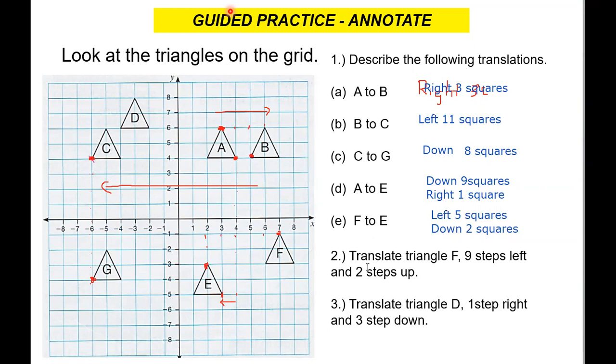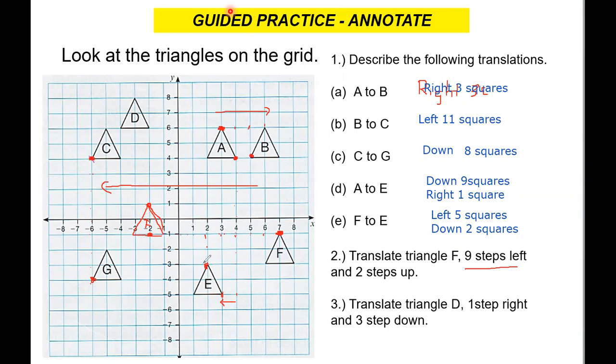Now let's go to question 2. Translate triangle F, 9 steps left and 2 steps up. So let's draw. So letter F, let's make this one as our guide. So it says 9 steps left. So 1, 2, 3, 4, 5, 6, 7, 8, 9. So this is here. Then it will go up. So 1, 2. So this will be here. And then we will draw. So this is now the F. Okay. Now let's check. 1, 2, 3, 4, 5, 6, 7, 8, 9. And then 2 steps up. 1 and 2.